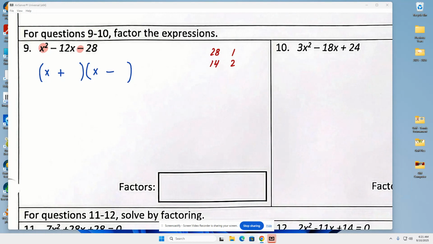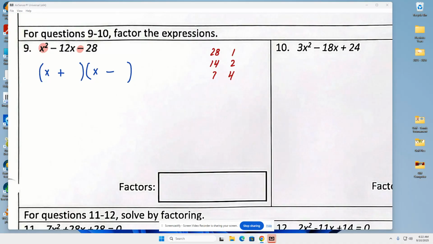28 divided by 3 does not work. 28 divided by 4 is 7. 28 divided by 5 doesn't work. 28 divided by 6 doesn't work. And then the next one, 7, brings me right back to what we just found. So these are all the different factors of 28. These are the only ones that we have to choose between.